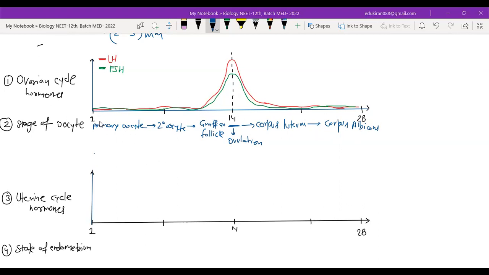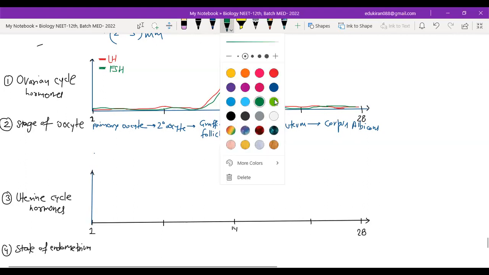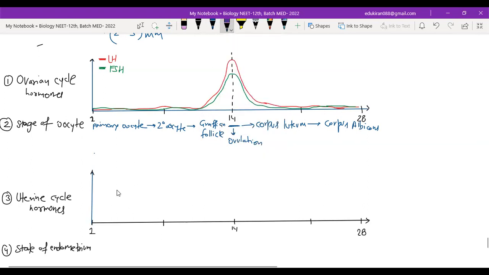Now let's see what is happening with the uterus at the same time when these events and this hormonal surge is happening in the ovary. So I will now use some other colors. Let me use purple. What are the uterine hormones which are secreted from the ovary but work on the uterus? This purple is for estrogen and progesterone.